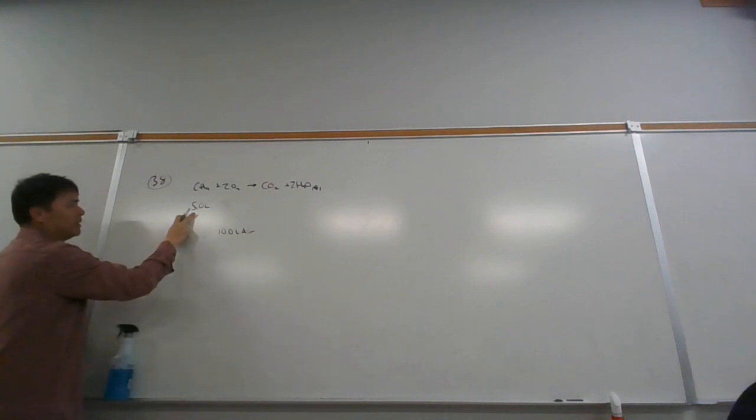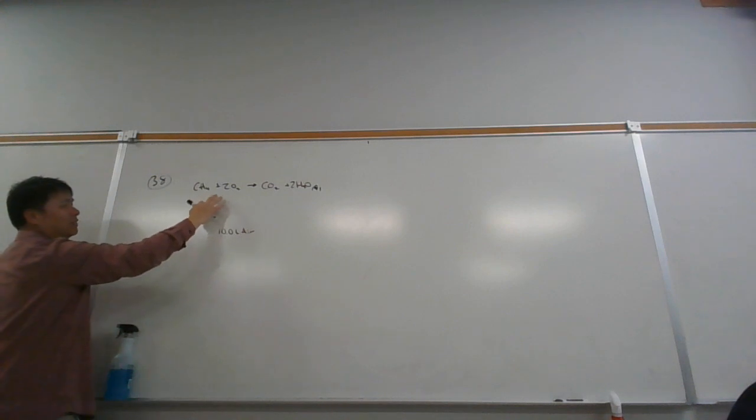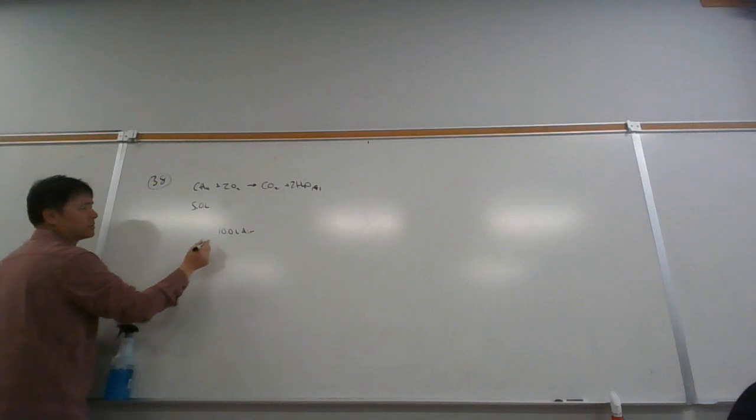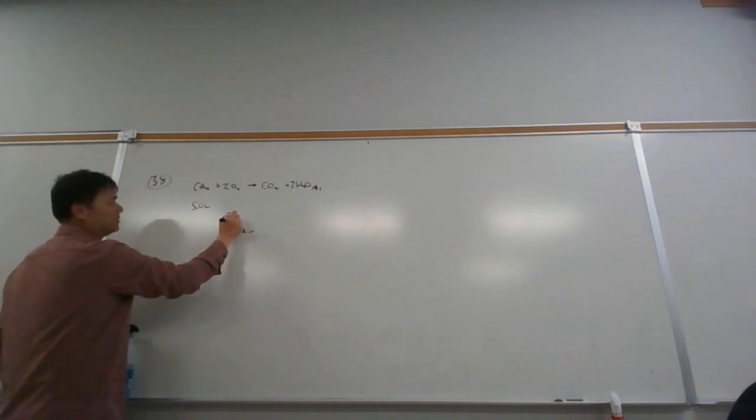So is the limiting reagent methane or oxygen? Oxygen. Well, it looks like it's stoichiometric because it looks like I need twice as much oxygen as methane, but this is not pure oxygen. Air consists of how much oxygen? 20%. 20% oxygen.